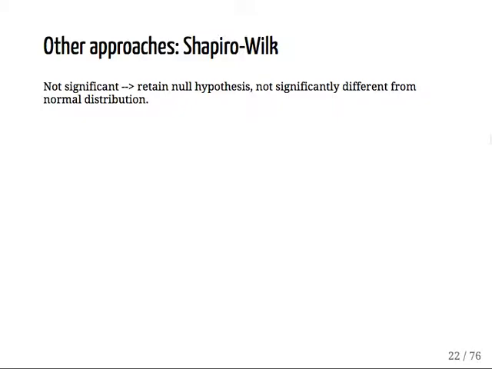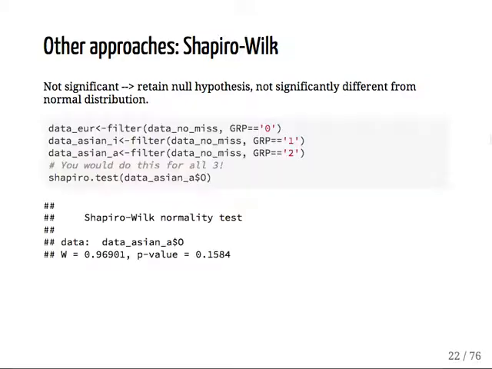Again, some of these things you might have done. You might remember some beasts like Kolmogorov-Smirnov and other normality tests. One of these tests is the Shapiro-Wilk test, and the premise is that this is a test you don't want to be significant. If it's not significant, you retain the null hypothesis, which is that it's not significantly different from a normal distribution. So this is a test you really don't want to be significant.